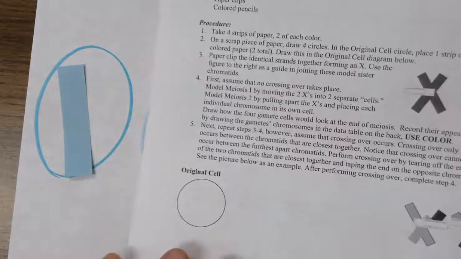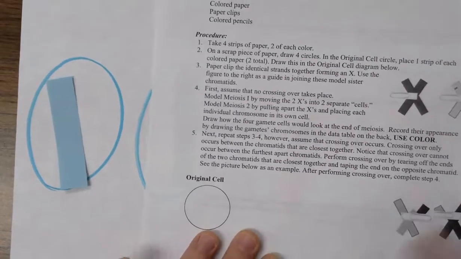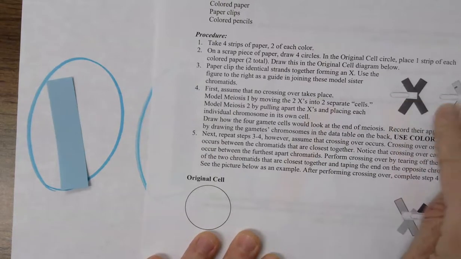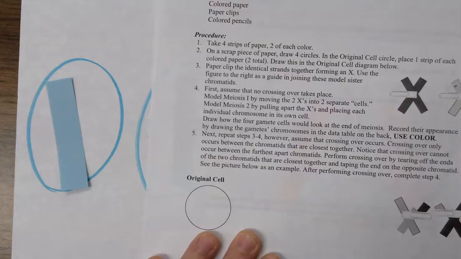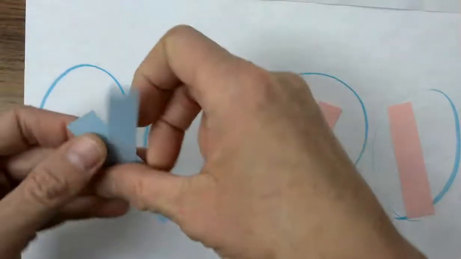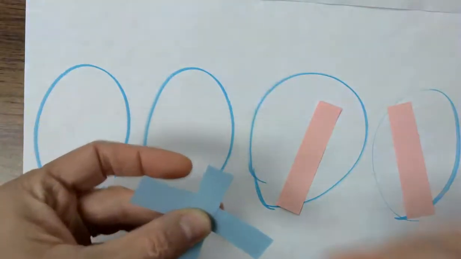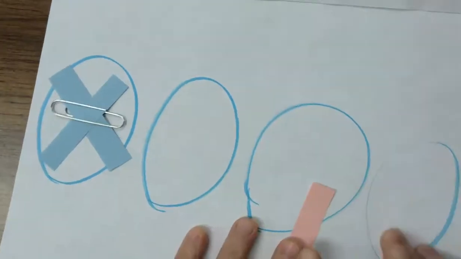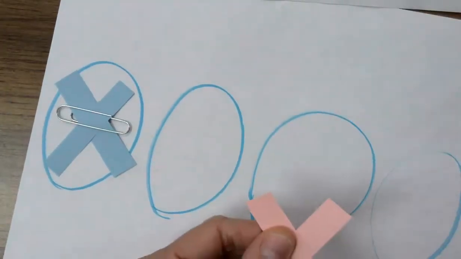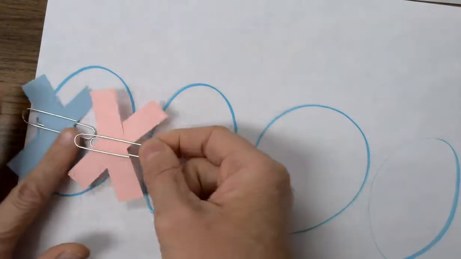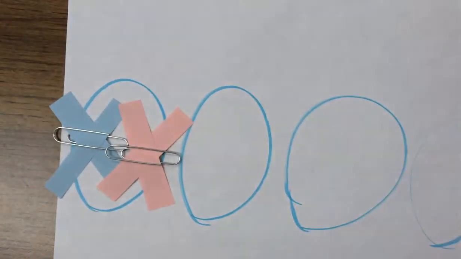Now I'm going to go back to number 5. Next, repeat steps 3 and 4. So I'm going to put everything back together with the paper clips. However, assume that crossing over occurs. So I'll put these back together. And put these back together. And now this time I'm going to cross them over.